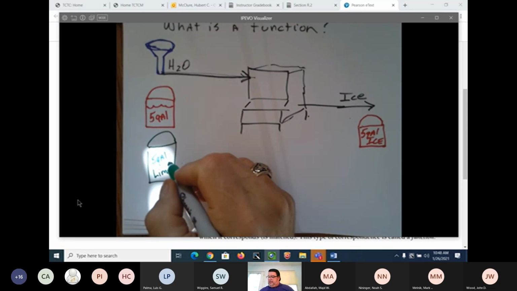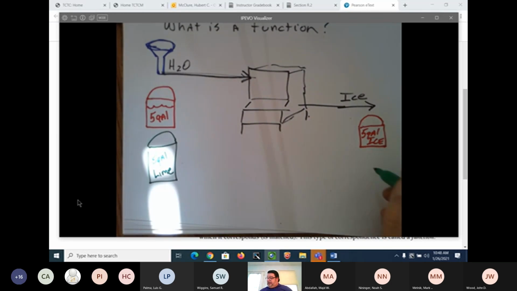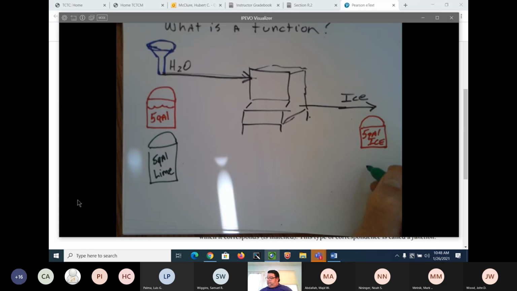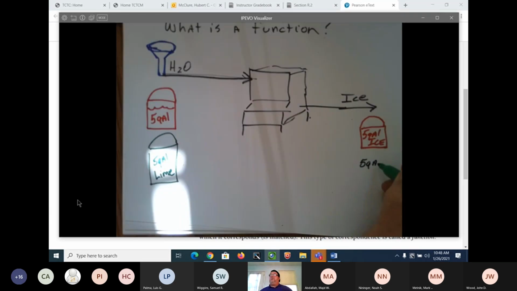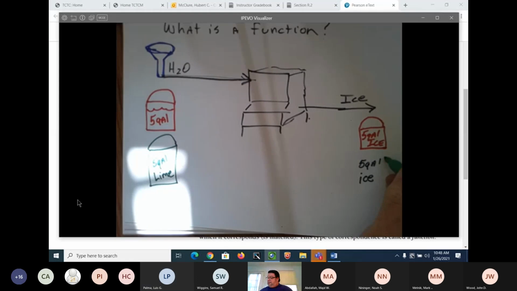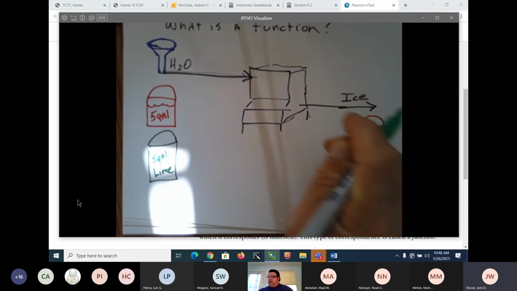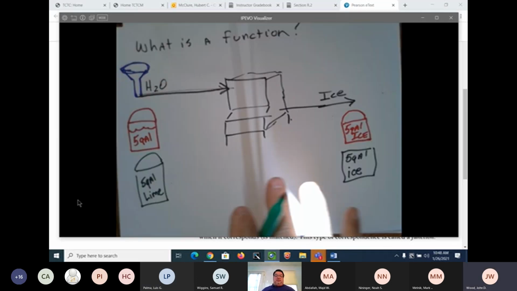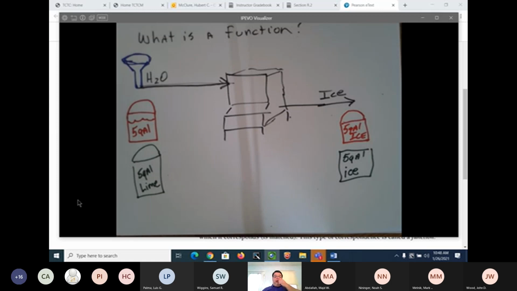5 gallons of lime Kool-Aid, then I'm going to get 5 gallons of what? Lime Kool-Aid ice. Cherry limeade? Well, no, not at the same time. Different times. But I appreciate you thinking in the PJ sort of way.